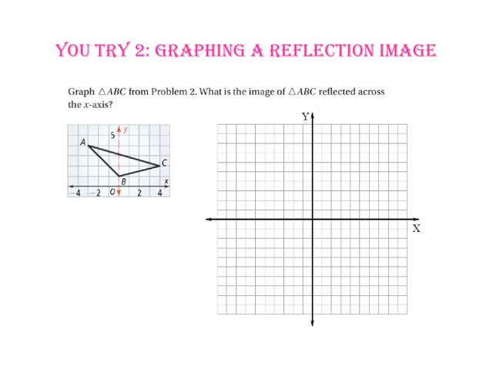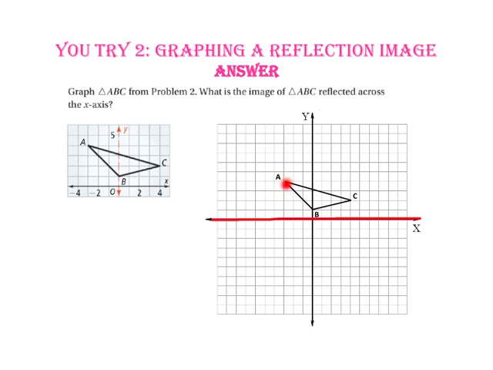Pause the video and do your try number 2. Graph triangle ABC from problem 2. What is the image of triangle ABC reflected across the x-axis? Let's start by graphing triangle ABC. Since we are reflecting across the x-axis this time, this will be our line of reflection.